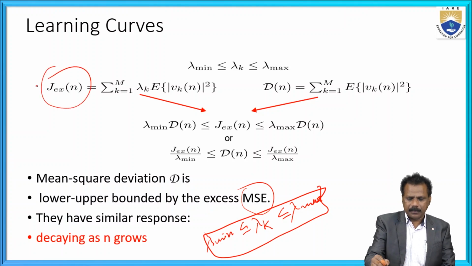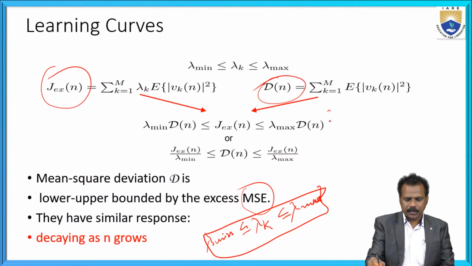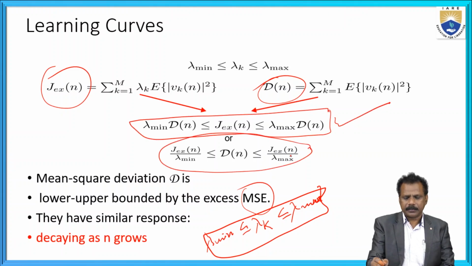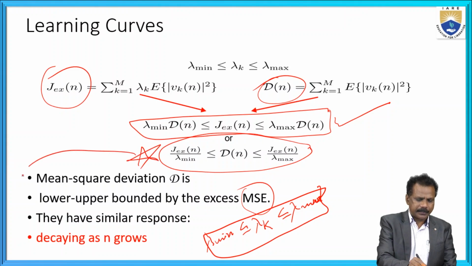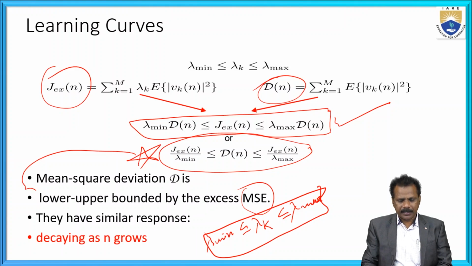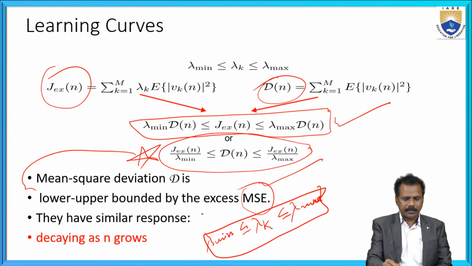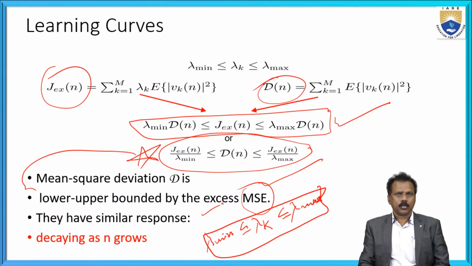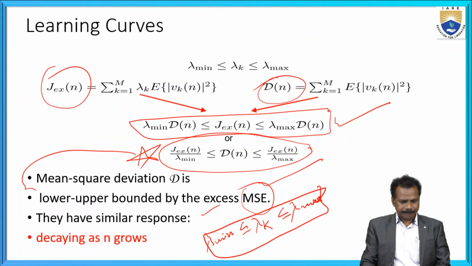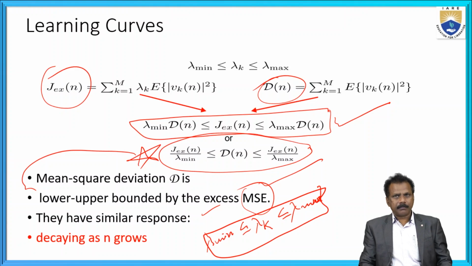One is this one, and d of n, and this value; initially we receive this one, or finally this one. From that, you can decide the mean square deviation d is lower and upper bounded by the excess MSE. They have a similar response, decaying as n grows. With this, convergence for mu equal to small, so you can analyze this particular value. Try to implement it using MATLAB or Python.